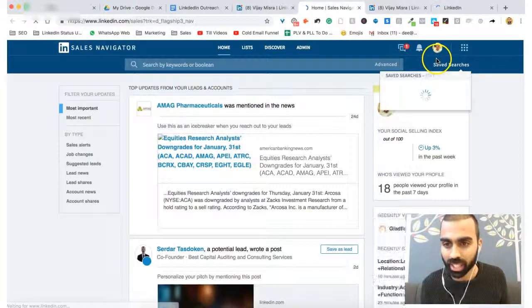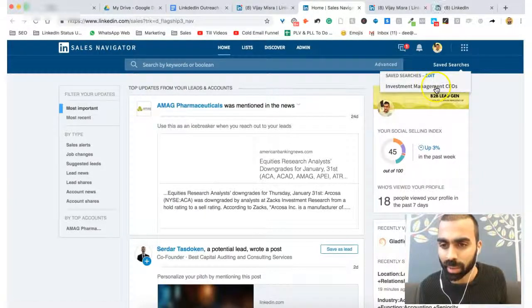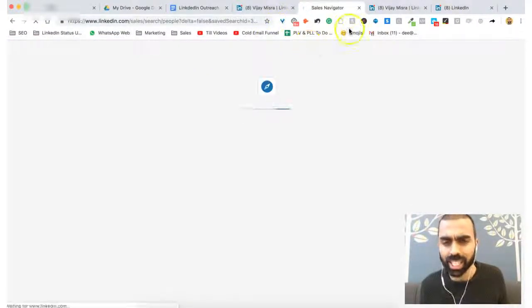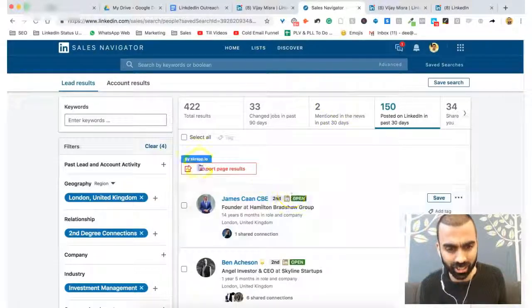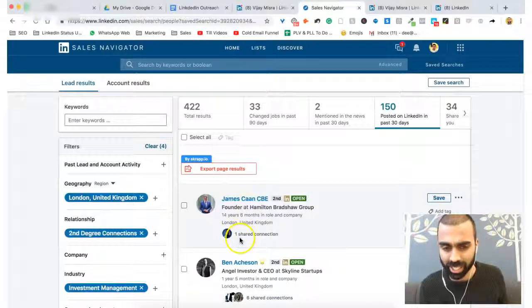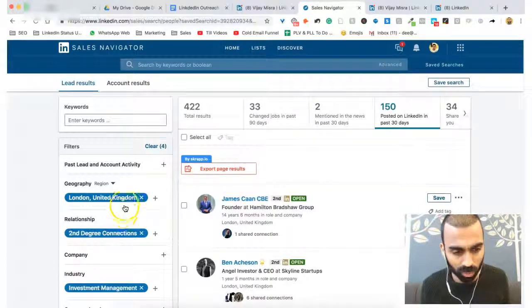If we launch SalesNav, you'll see that we've got some saved searches around the investment management space. Here we go, investment management CEOs. You'll see what that gives us in terms of London secondary connections, investment management CEO owner. VJ's based in London, we're based in London, these are the people we're targeting. It gives us a decent amount of people to potentially go after.